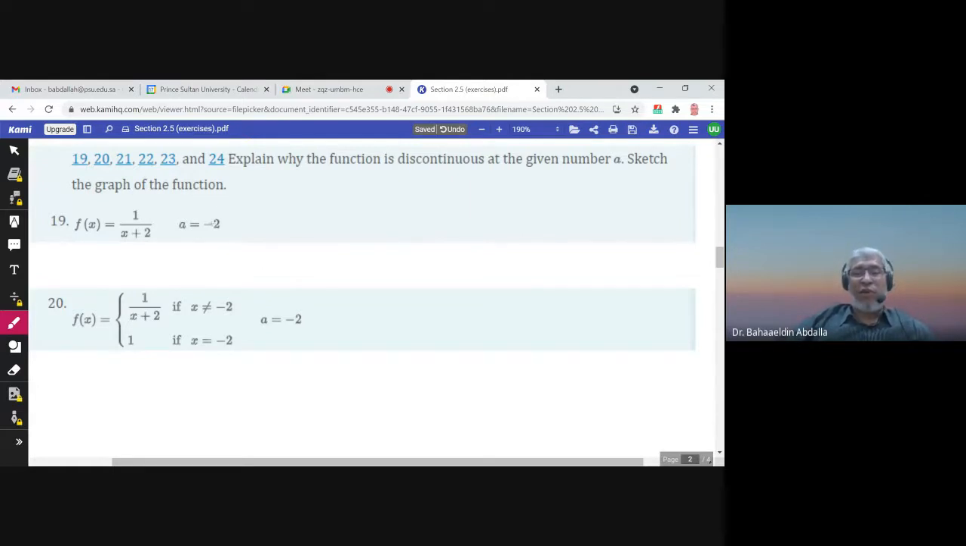Explain why the function is discontinuous at the given number a. Sketch the graph of the function. Well, this function is not continuous at -2 because f of -2 is not defined, because -2 is not in the domain. The graph of this function, we know the graph of 1 over x, but now x plus 2, so we will take the graph 2 units to the left. So this would be a vertical asymptote, and this would be a horizontal asymptote, and the graph would be like this.